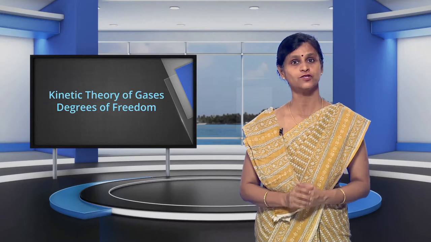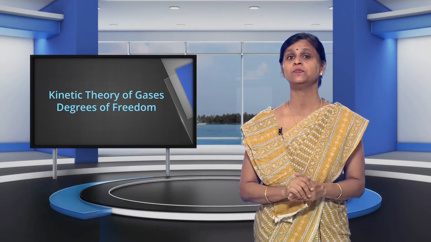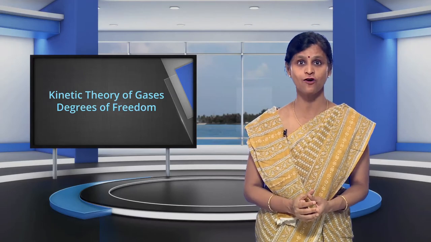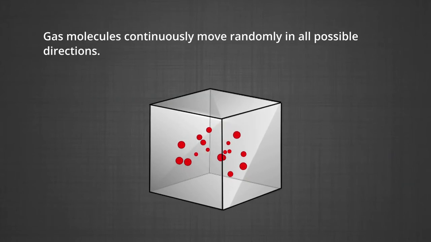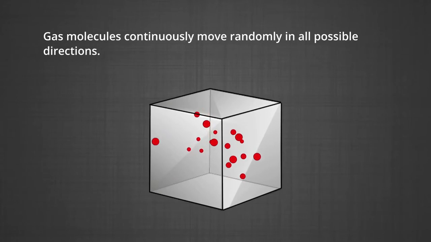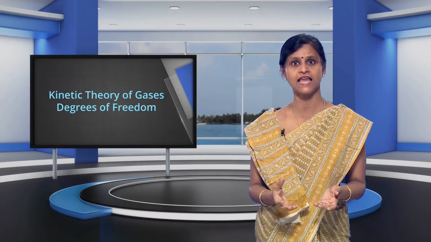Today we are going to talk about kinetic theory of gases, in which we will be discussing the degrees of freedom. Gas molecules continuously move randomly in all possible directions. Predicting the direction of motion of a molecule is an impossible task. But a statistical analysis can tell the number of possible ways in which a molecule can move.